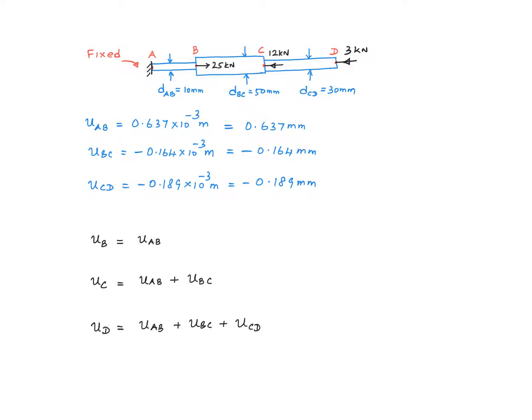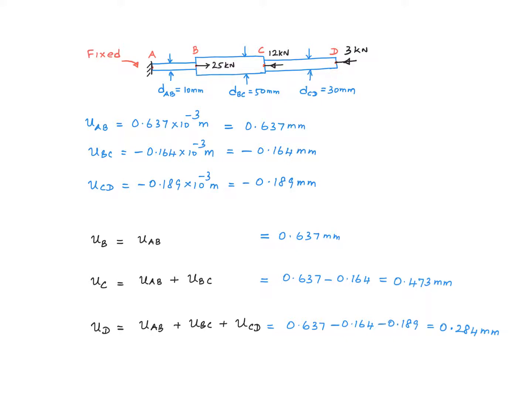Here's a summary of the deformations we calculated. Since these numbers are very small, it's convenient for us to express them in millimeters. So this will be 0.637 millimeters, and this will be minus 0.164 millimeters, and this will be minus 0.189 millimeters. Now we can go ahead and use these formulas to calculate the displacements of these points. Here they are. That's it. These are the answers to the questions.